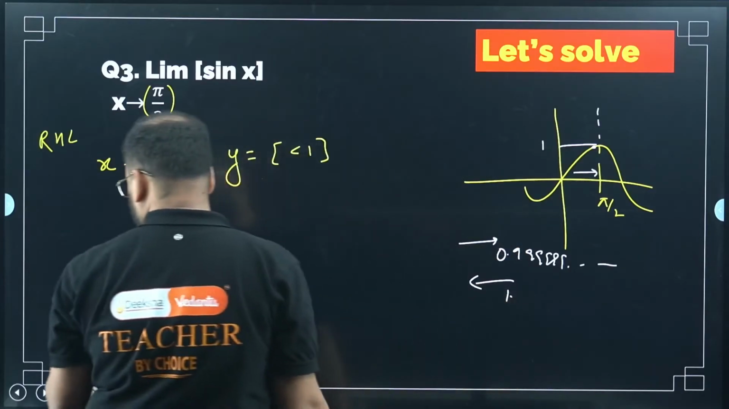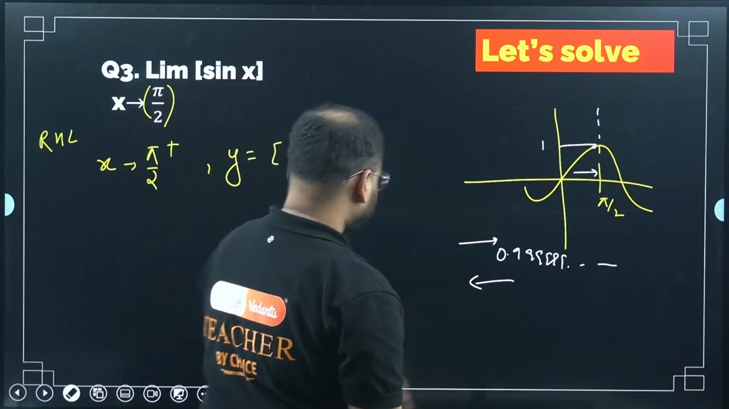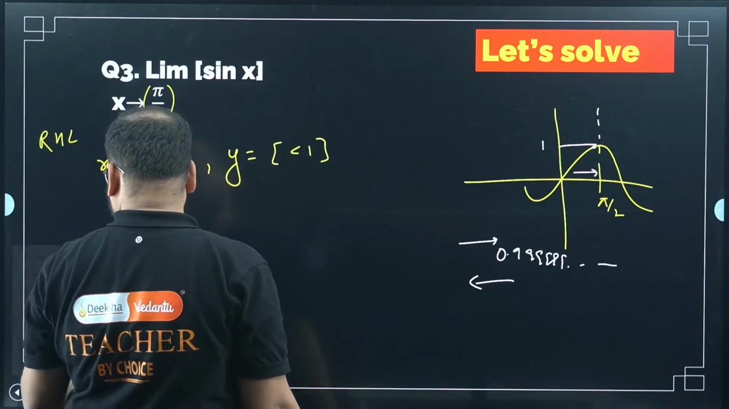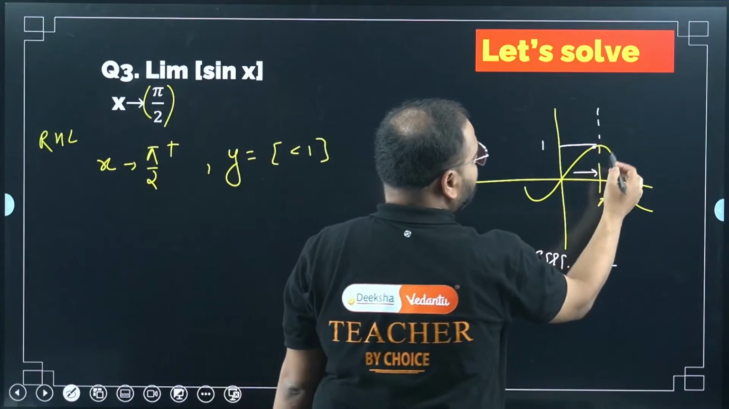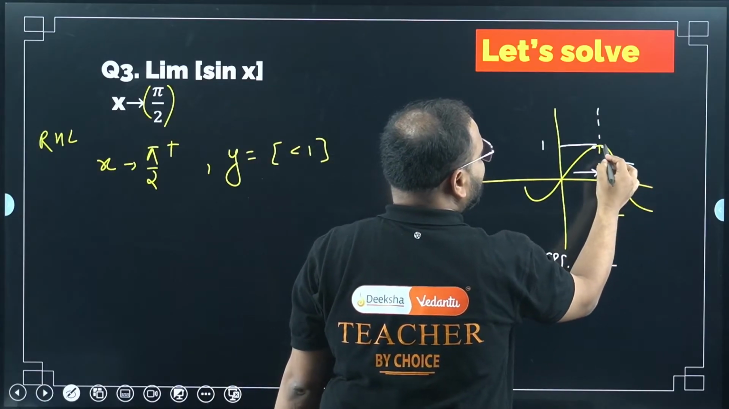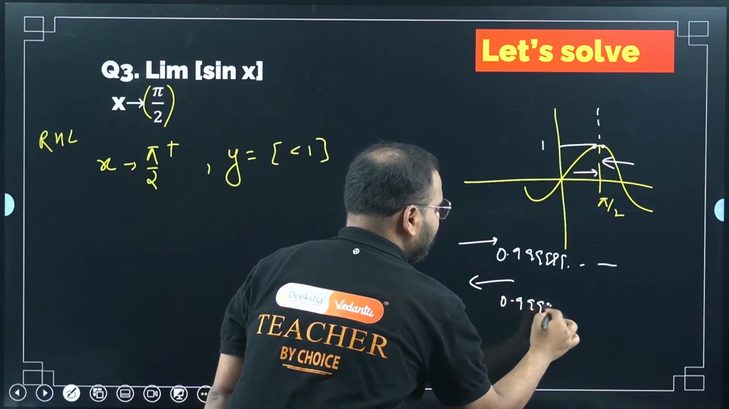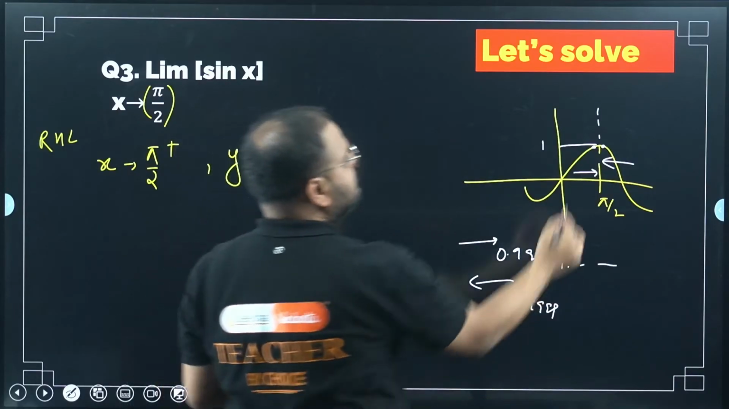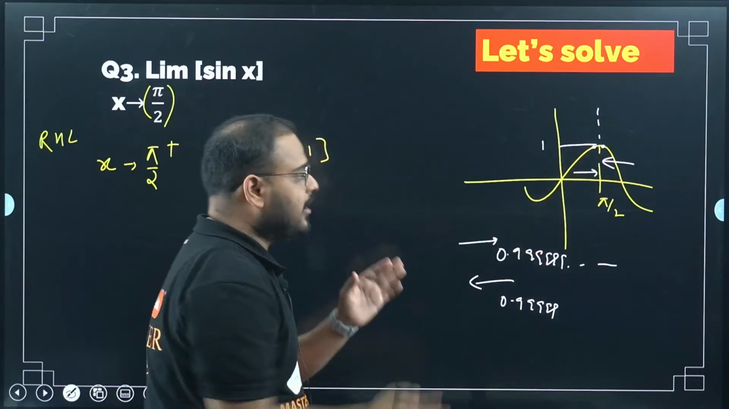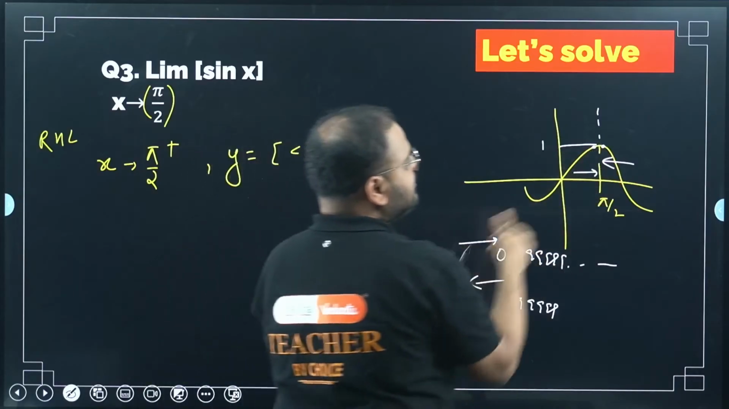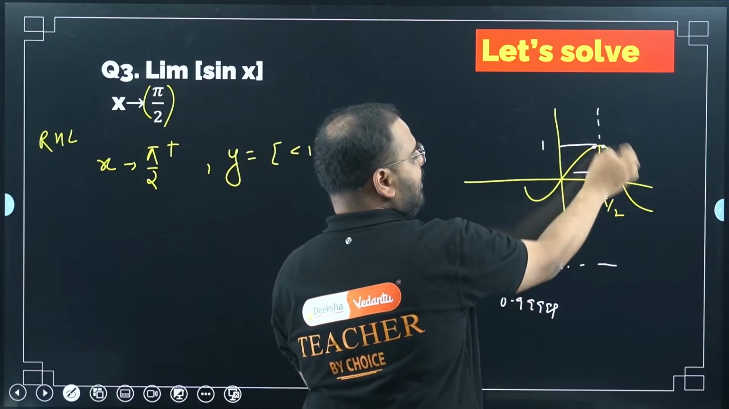Sorry, my mistake, sir. If I am trying to approach the same value pi by 2 from the right hand side, what will happen again? Again it will be some value less than 1, so 0.999, because the maximum value is 1. The maximum value of this graph, if you look here, is 1. Before or after, the value is decreasing. Before, after, the value is less.